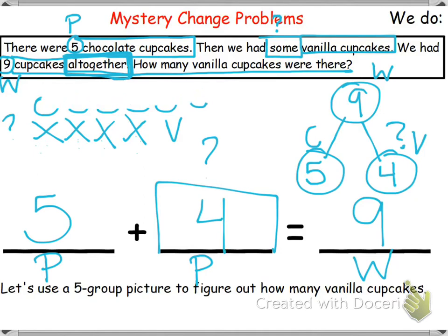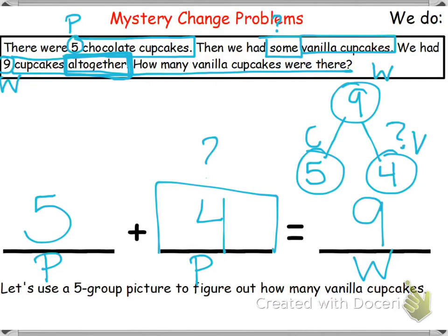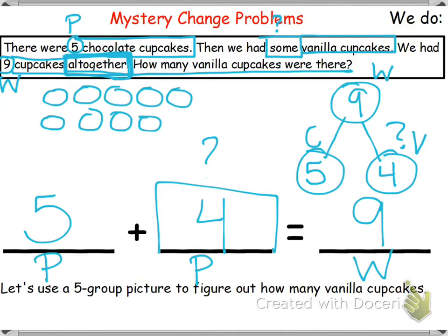Now remember, maybe that way wasn't the way that made sense to you. Remember, we have another way we can do it. You can draw the whole first. So you can draw 9 first. 5, 6, 7, 8, 9. Then you circle the part they give you, which is 5. The circles that you did not circle is your mystery part. Well, your mystery part is 1, 2, 3, 4. 4 vanilla cupcakes. So 4 was our mystery that we had to solve.